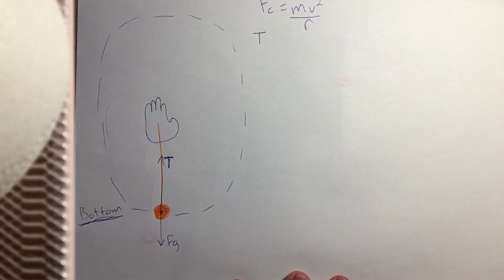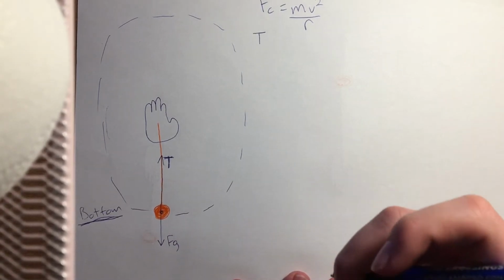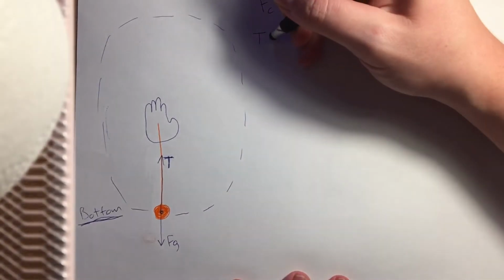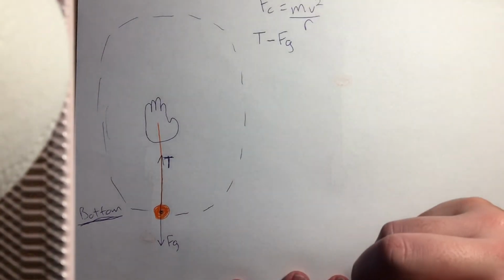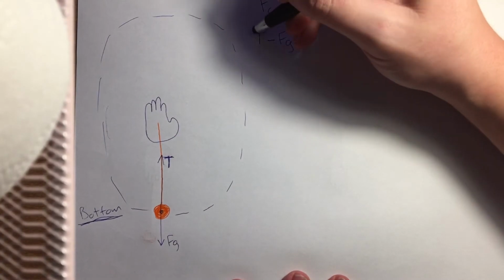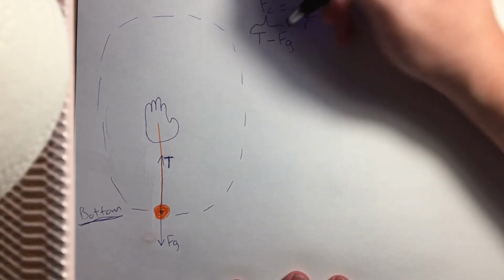Now, would that be my centripetal force? No, I'm not quite done yet. I have a positive tension towards the center of the circle, but gravity is fighting that. Gravity is saying, I want to pull you down. So I have a minus force gravity right here. So this whole piece, this is my centripetal force in this case.